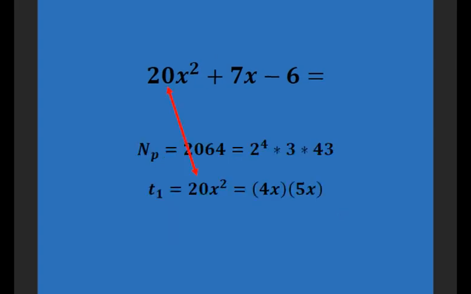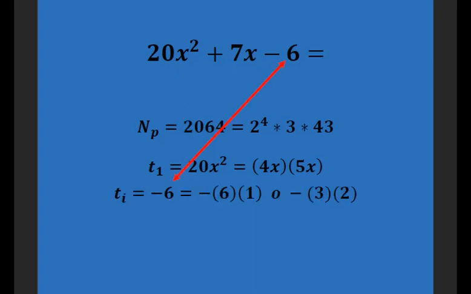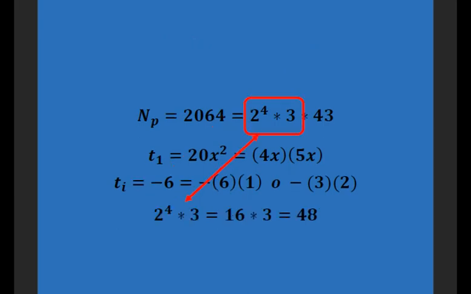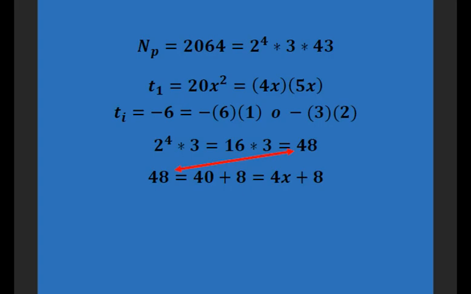T sub 1, the first term, is equal to 4x multiplied by 5x. T sub I, the independent term, is equal to minus 6 times 1 or minus 3 times 2. Multiply 2 times 4 times 3, which is equal to 16 multiplied by 3, which is equal to 48. The number 48, which arithmetically equals 40 plus 8, algebraically equals 4x plus 8.